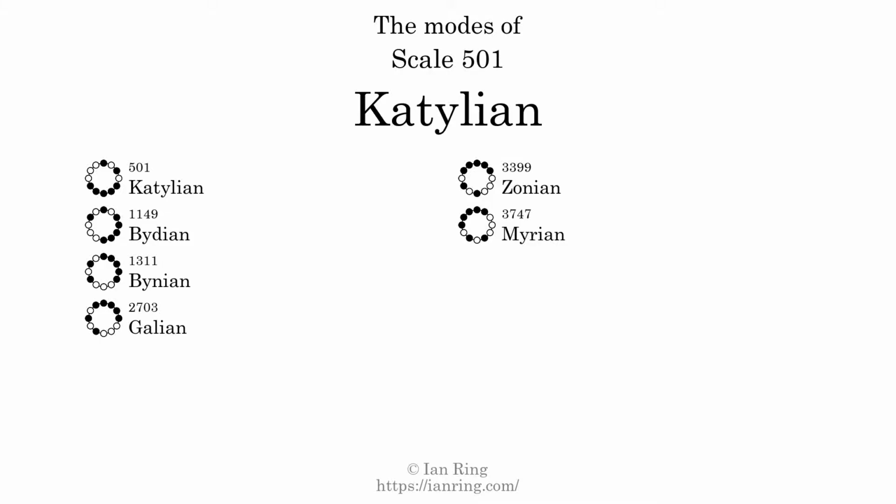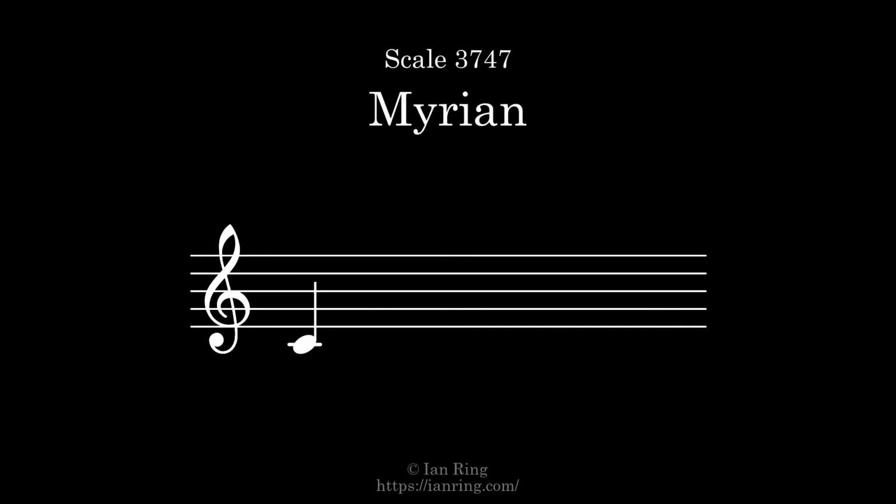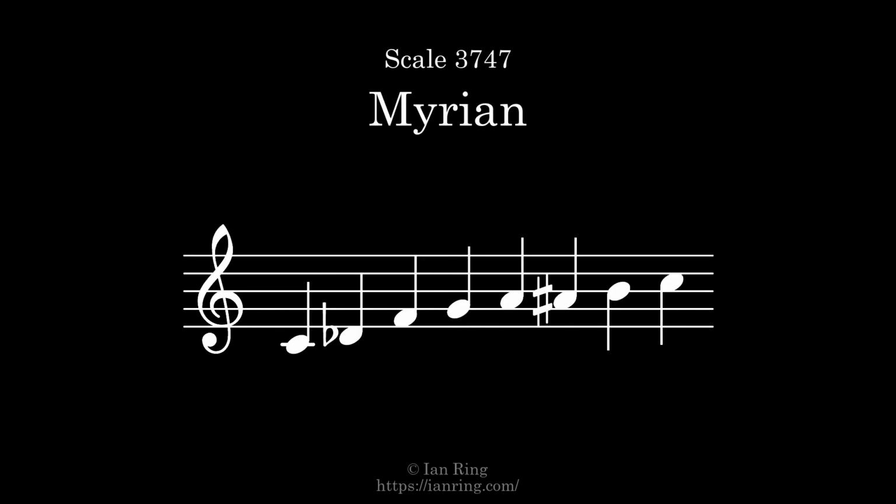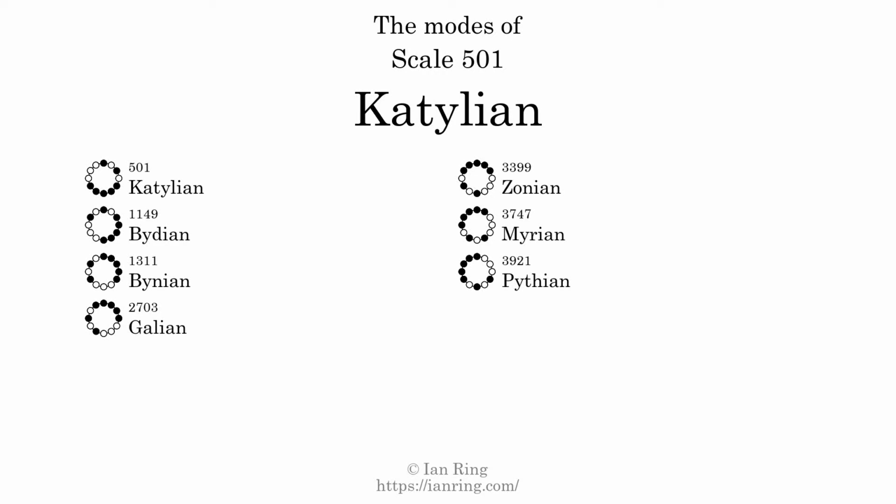The sixth mode is scale 3747, also known as Mirian. It sounds like this. The seventh and last mode is scale 3921, also known as Pythian. It sounds like this.